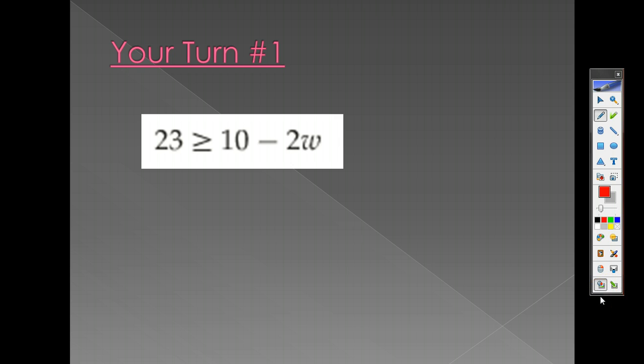Okay, so this is where it's your turn. Make sure you get a piece of paper. You have your name and date and 5-3 as your lesson. And your turn number 1. So pause this video and solve for W. And come back when you are done.